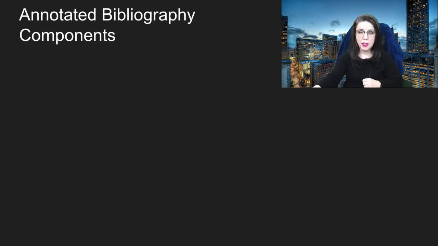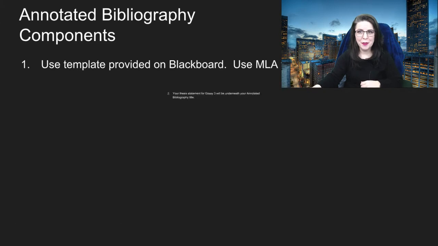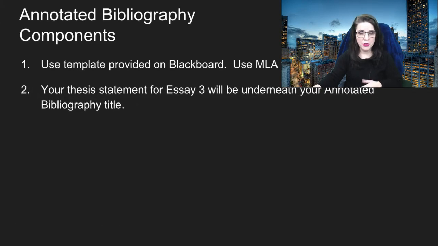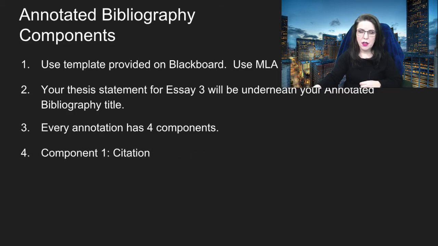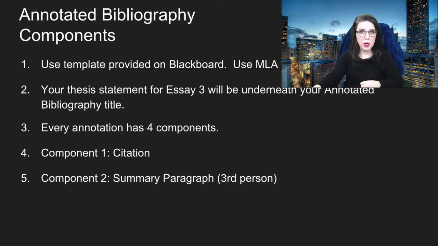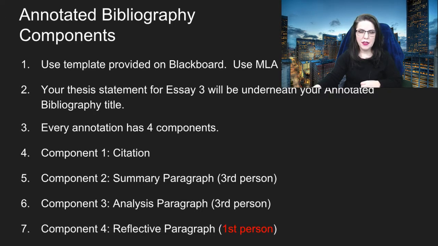So an annotated bibliography does have many components, and we are going to discuss what those components are. First off, use the template, as I've already said, and make sure that you use MLA formatting. Make sure that your thesis is underneath your title, Annotated Bibliography, and make sure that every single annotation has the 4 components. The first component is a citation. The second component is a summary paragraph, and this paragraph is written in 3rd person. The next component is the analysis paragraph, which is also written in 3rd person. And the last component is the reflective paragraph.